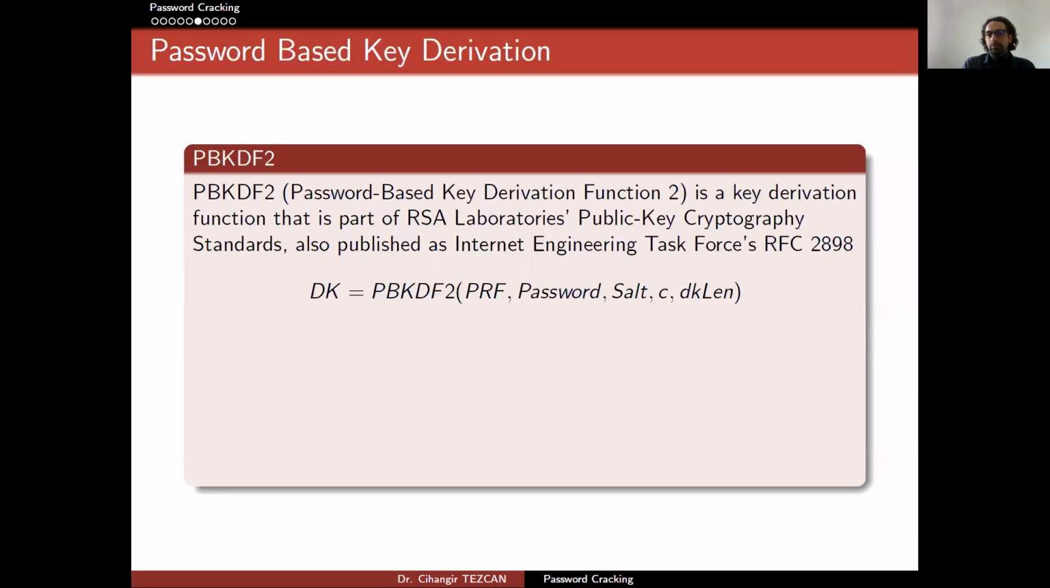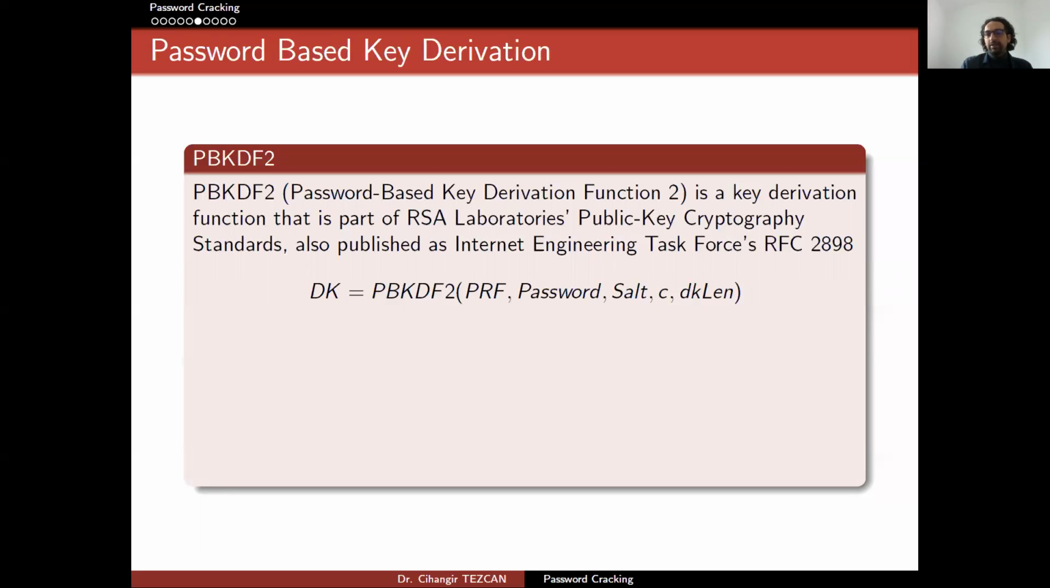So one way is to generate keys from passwords. This is why these algorithms are called password-based key derivation. And Password-Based Key Derivation Function 2 is one of the famous ones. It is a function that is part of RSA Laboratories' Public-Key Cryptography Standards. This is also published in RFC 2898, and a lot of applications are also using it. For instance, you can use it for full disk encryption and so on.